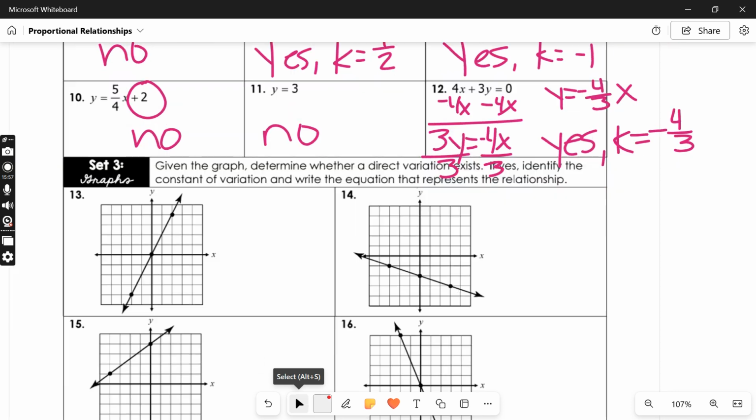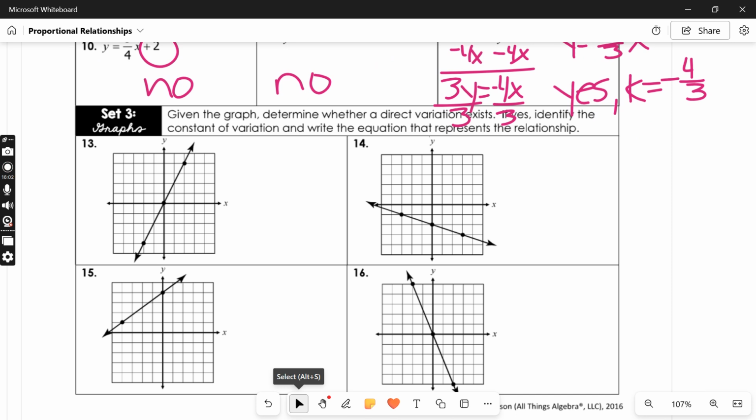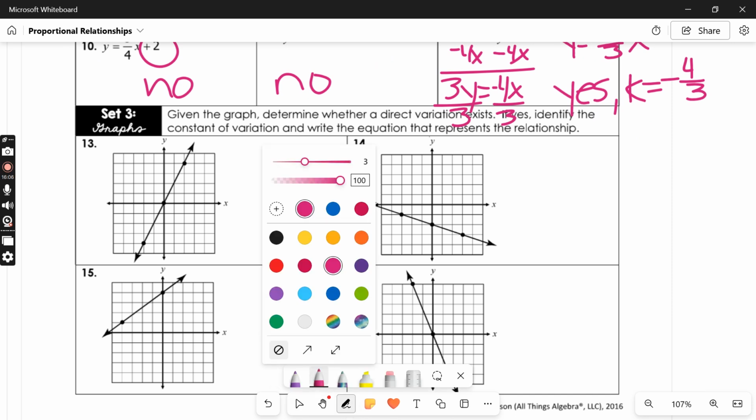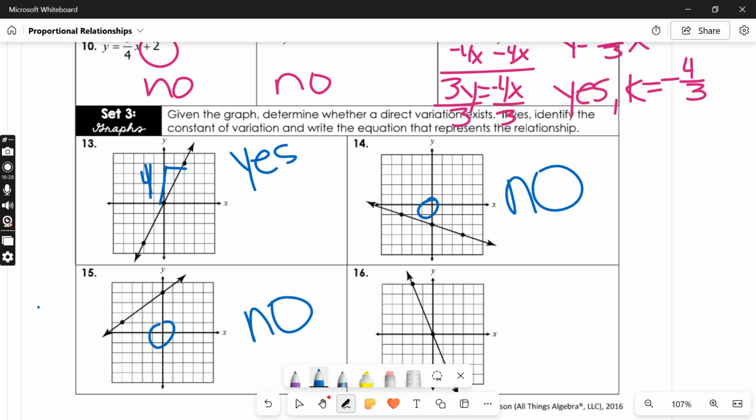On these graphs, what we're looking for is that it goes through the origin, which is that center part. If it doesn't go through the origin, we can automatically say no. So if I'm looking at these, just quickly glancing, doesn't go through the origin, so I can say no. Doesn't go through the origin, so I can say no. All right, this one does go through the origin, so then I can say yes. And then I'm looking for my slope, how far up and over. This one goes up 4/2. All right, so 4 divided by 2 is 2.